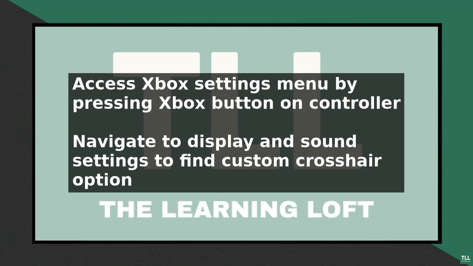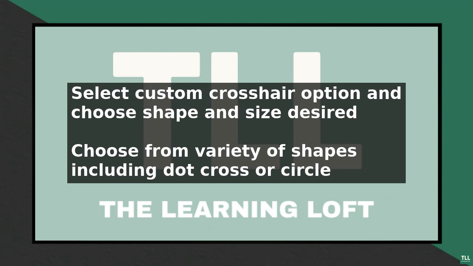Next, select the custom crosshair option and choose the shape and size of your crosshair. You can choose from a variety of shapes, including a dot, a cross, or a circle, and adjust the size to your liking. In addition to shape and size, you can also adjust the color and opacity of your crosshair. This allows you to create a crosshair that is visible on any background, and that suits your personal preferences.